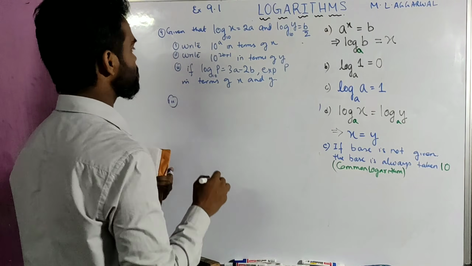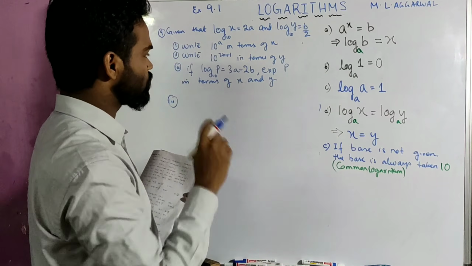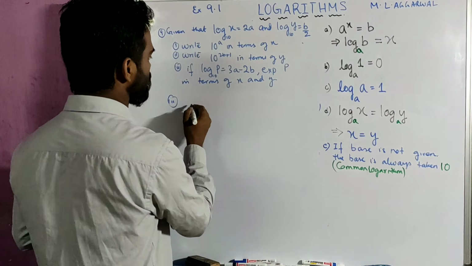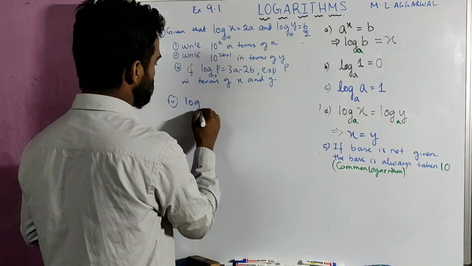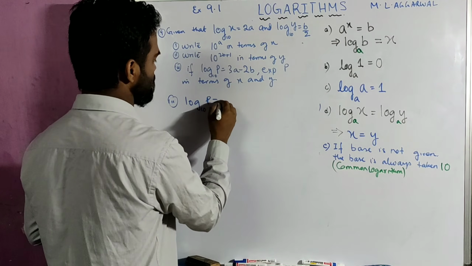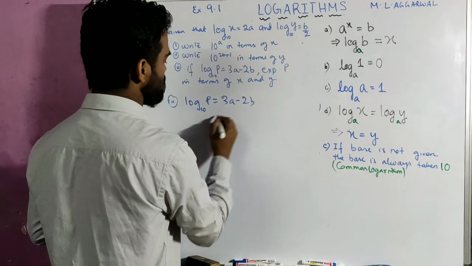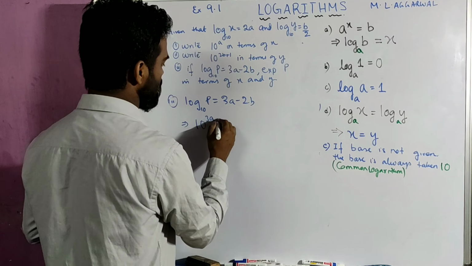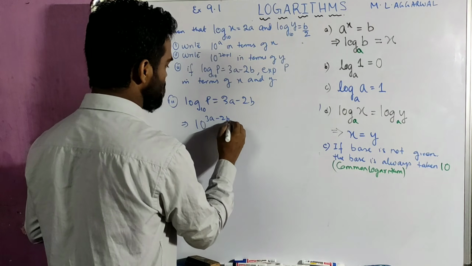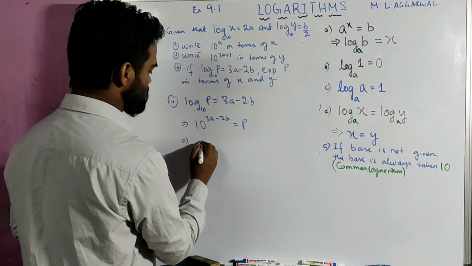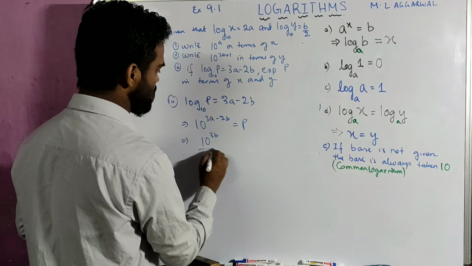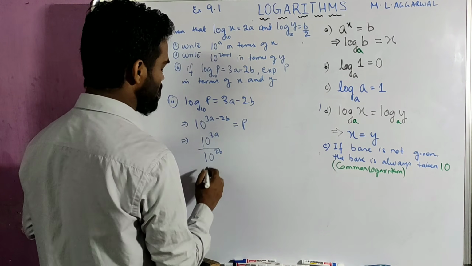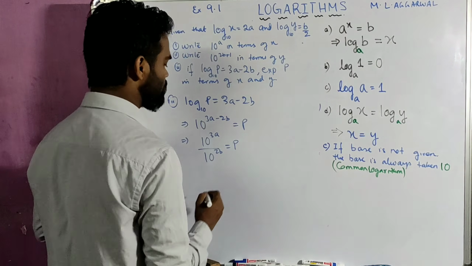Third part. If log p equals 3a minus 2b, express p in terms of x and y. Very easy. Look over here. Log p base 10 equals 3a minus 2b. So can I write this as 10 to the power 3a minus 2b equals p? Now this can be written as 10 to the power 3a by 10 to the power 2b equals p.